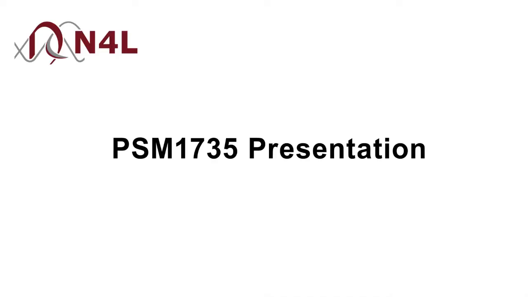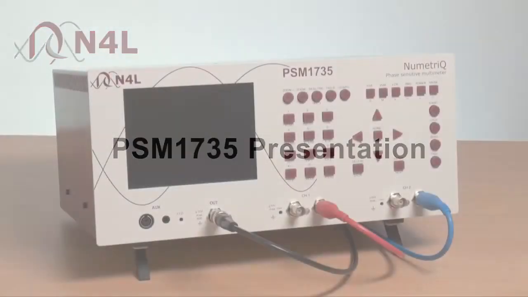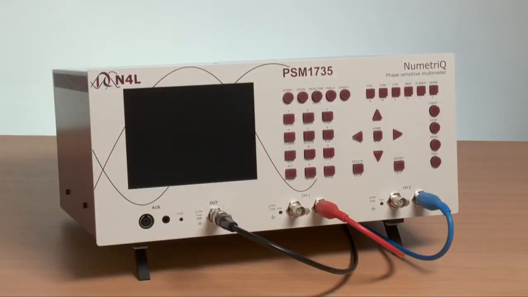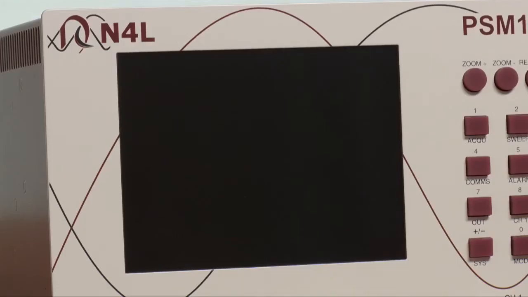In this presentation, we will use the PSM 1735 to make Bode plot frequency response analysis of a switch mode power supply control loop. To make this test, we will inject a disturbance signal across a low value resistor that we have placed into the output feedback chain of a switch mode power supply, and we will analyze the signal either side of this injection resistor.